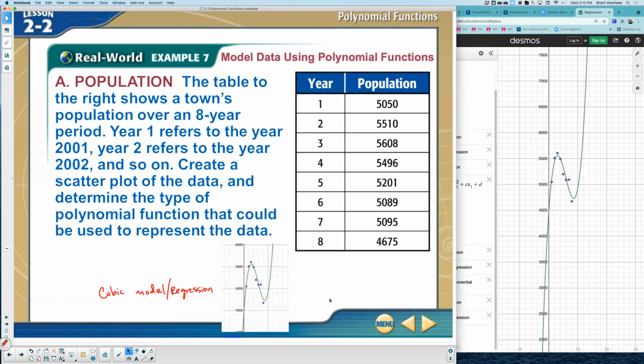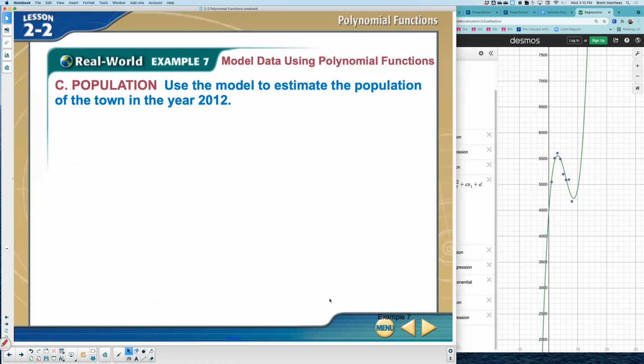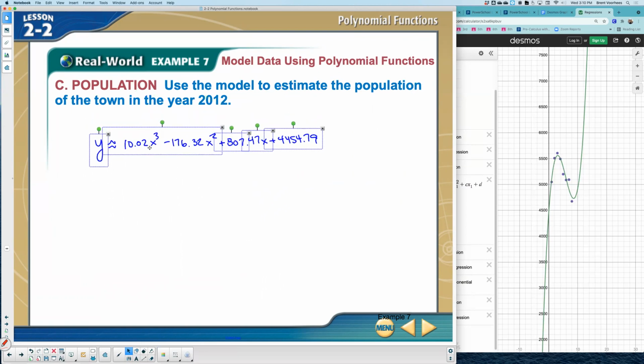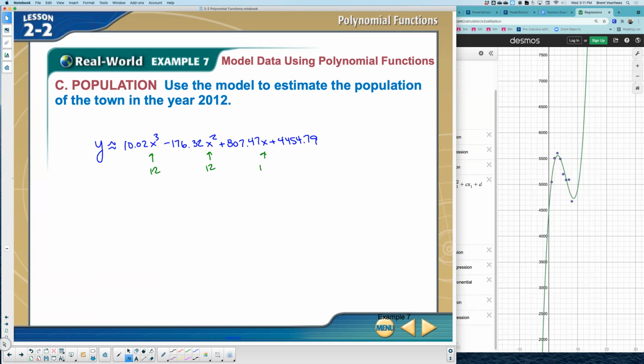There we go. And now let's see part C. It says use the model to estimate the population of town in the year 2012, which just basically means you want to know what happens if you substitute in a 12. So what is the population when 12 is inserted in for every single x? You could just type all this in, but there is a quicker way. I'll show you the quicker way.